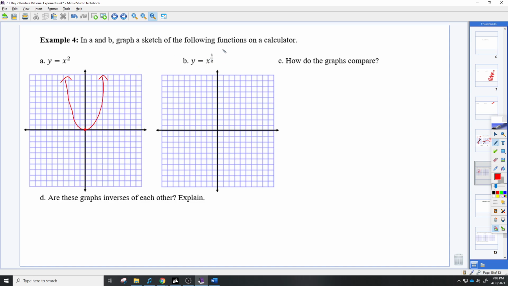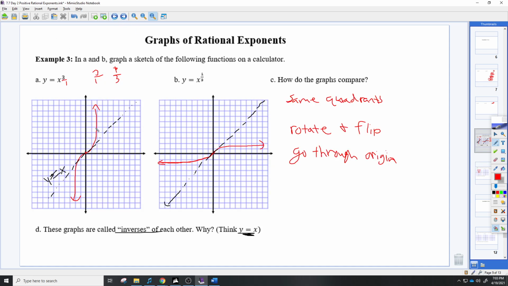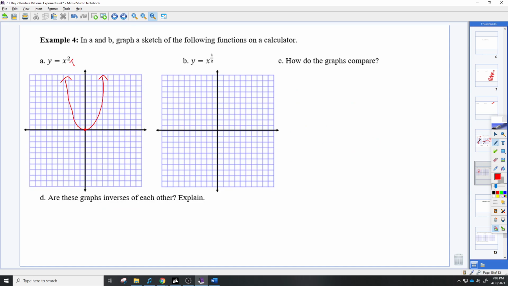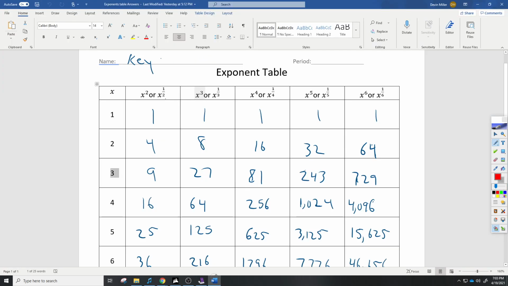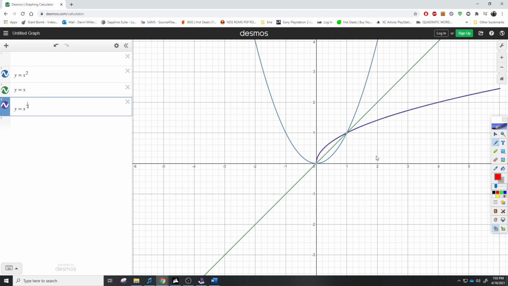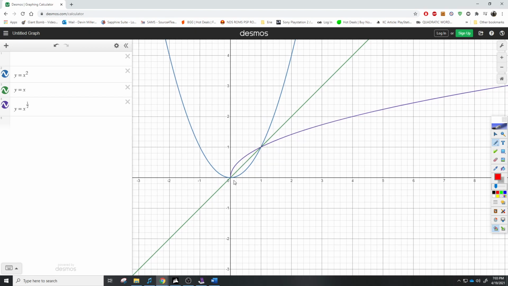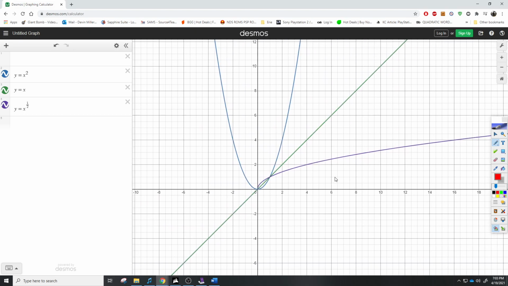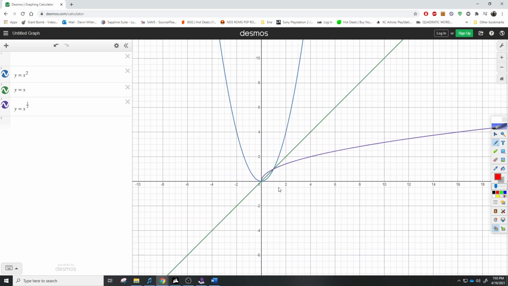So what do you think this 1 over 2 is going to look like? If we take 2 over 1 and flip that around, what would this one be? Let's see. I'm going to add another one in here. Y equals x to the 1 over 2. There it is. So it looks like it just starts at the origin and then goes up like this. See that? We don't see a bottom half here, like a sideways happy face, but we don't see it.